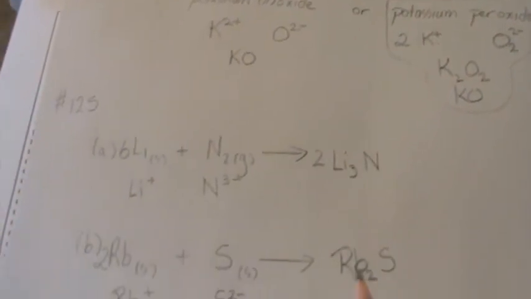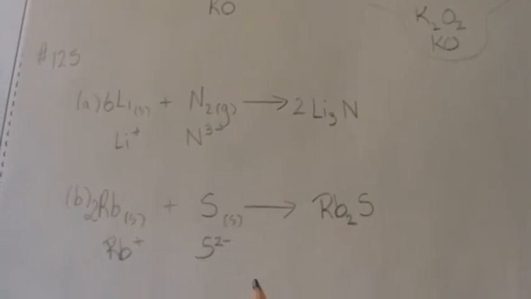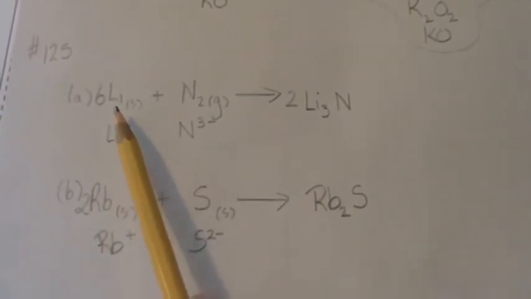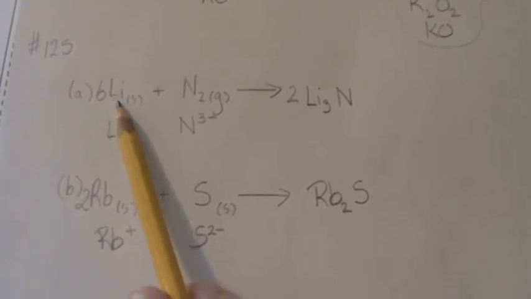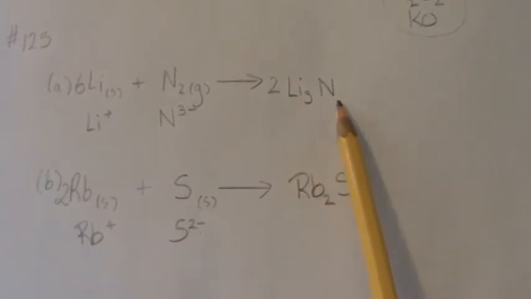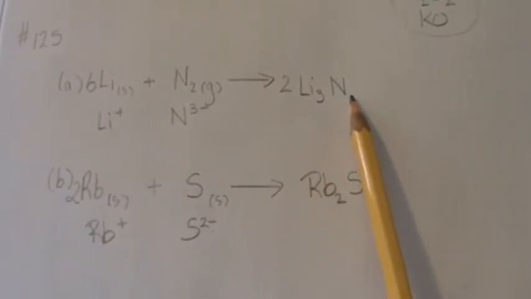Okay, now if we come down and we look at 125, 125 wants us to look at an equation where we mix lithium and nitrogen gas to form lithium nitride. And they want us to balance this.